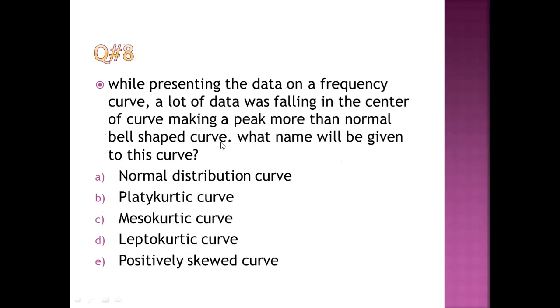Question number 8. While presenting the data on a frequency curve, a lot of data was falling in the center of the curve, making a peak much more than the normal bell-shaped curve. What name will be given to this curve? Normal distribution curve, platykurtic, mesokurtic, leptokurtic, or positively skewed curve? E. Delta is the right answer. Leptokurtic. If the data is falling in the center much more than the normal bell-shaped curve, then according to Karl Pearson's division of kurtosis, it's a leptokurtic curve.